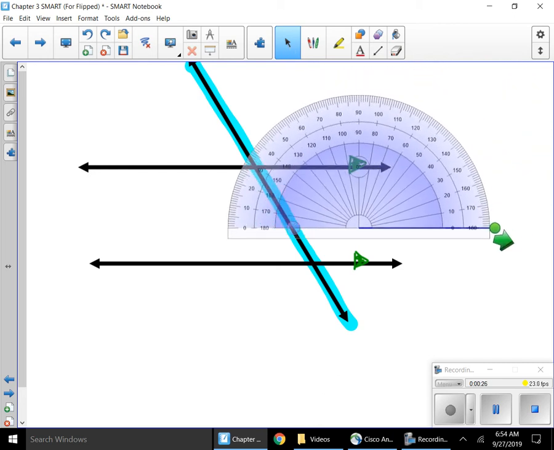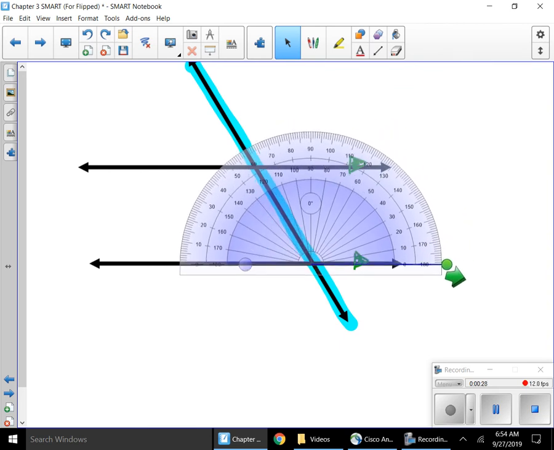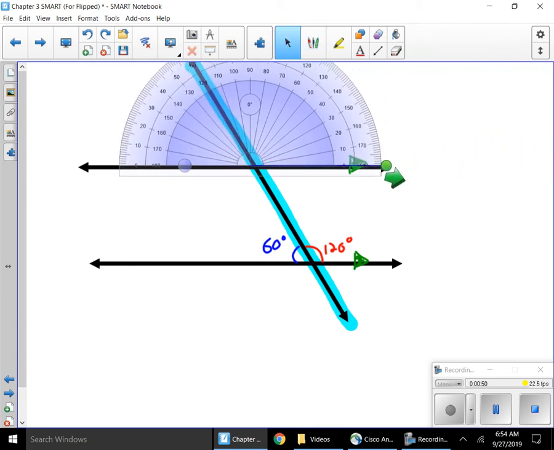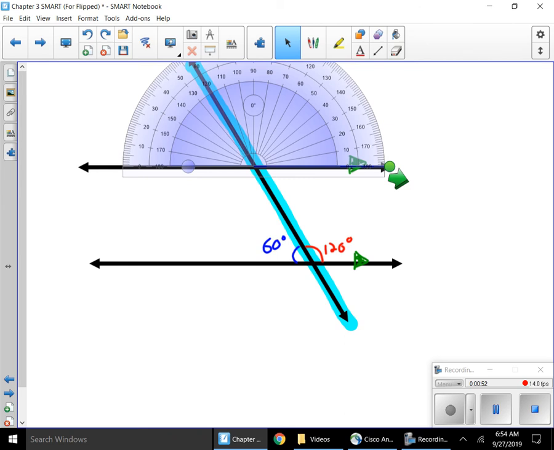If I pull down a protractor here, and you look closely, you'll see on the left-hand side, I get an angle that's 60 degrees, and on the right-hand side, I get an angle that's 120 degrees. So I get a 60-degree angle over here, and a 120-degree angle here. If I then take that protractor and move it up, I get the same two angle measures. I have a 60-degree angle on the left and a 120-degree angle on the right.